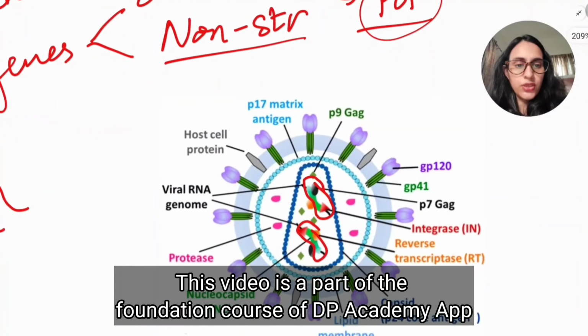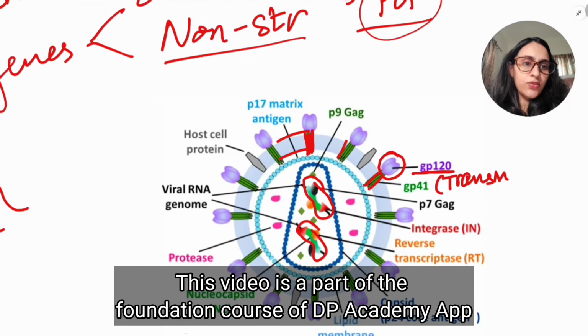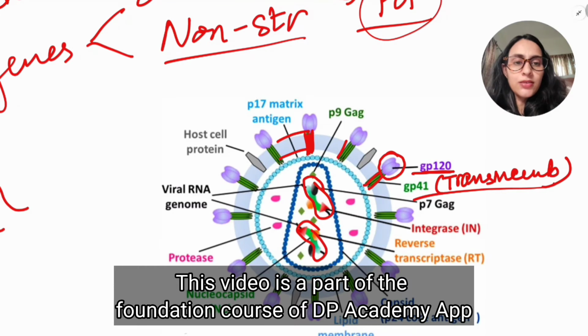See, this is a structural gene. GP120 is the one present on the surface, and GP41 goes through and through the membrane. This is the membrane, and GP41 is going through it. So GP41 is the transmembrane GP. Then what are the GPs present in this envelope?